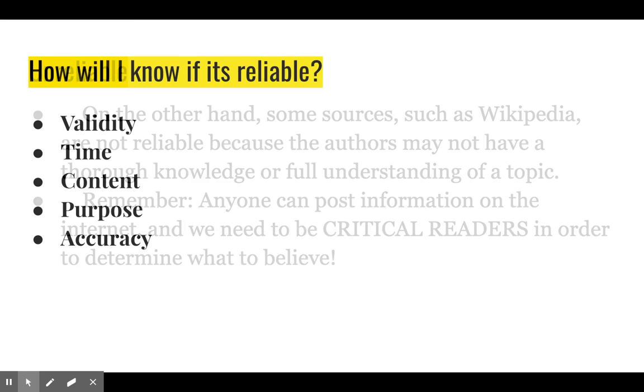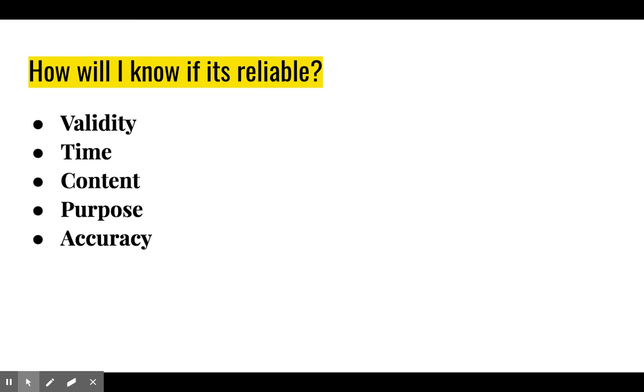And when you're trying to determine if something's reliable or not, think about these 5 things: validity, time, content, purpose, and accuracy.